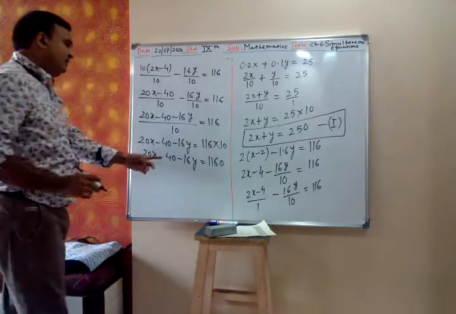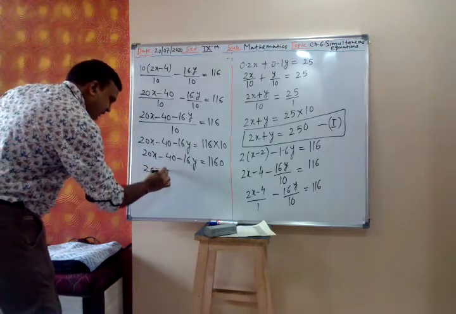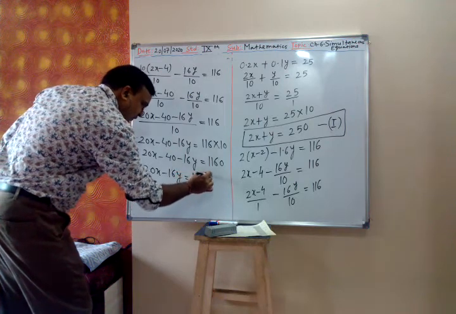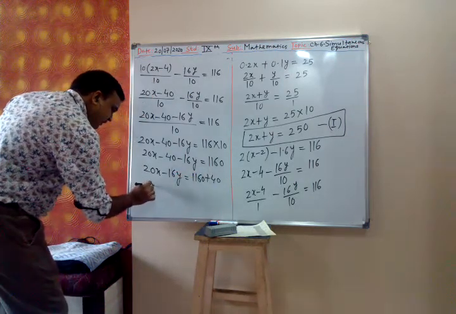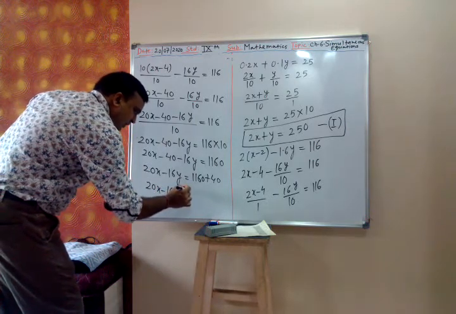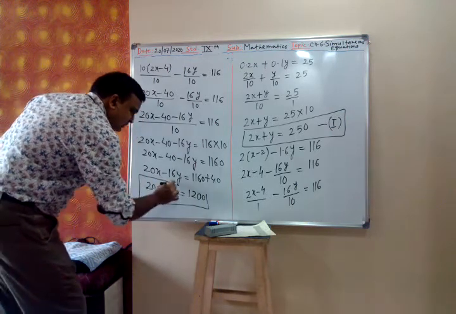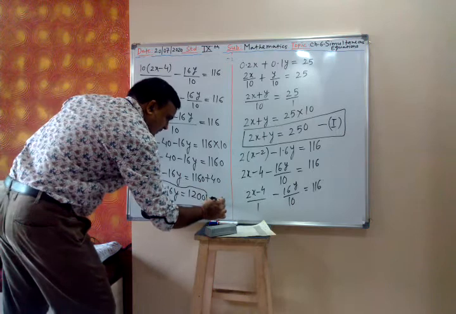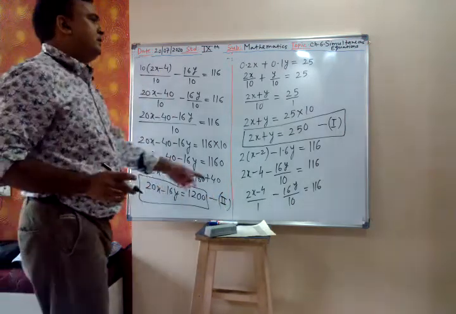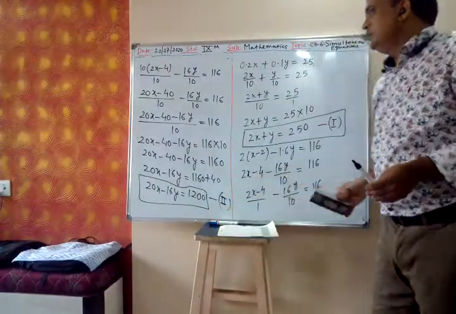Now I will take 40 on the other side. So 20x minus 16y is equal to 1160 plus 40, so 20x minus 16y is equal to 1200, and this is my equation number 2. So we have simplified and got equations 1 and 2. This is my equation 1 and this is equation 2.